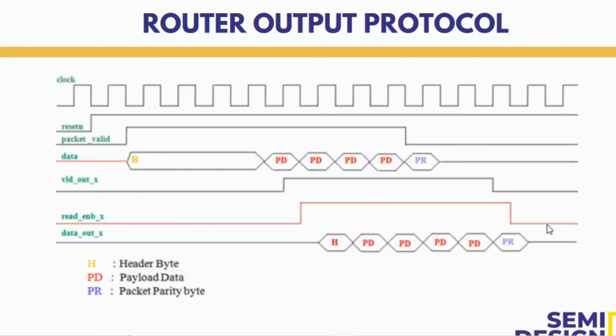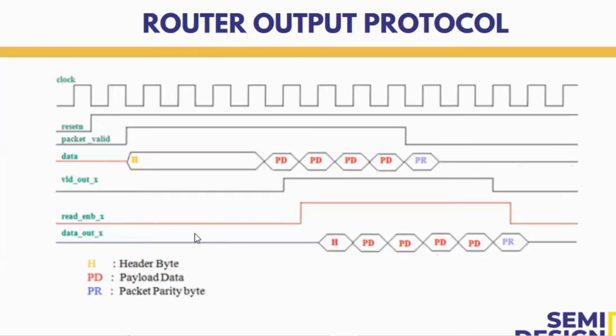So this is the output. Again, reset low, the same packet valid and data, and these 3 are the output signals. These are all the input signals and these are the output signals. You have valid out X, read enable X, and data out X, where X denotes the identification of the FIFO. You have 3 FIFOs, as you already saw in the block diagram. Valid out 0 says valid data is available in FIFO 0, valid out 1 means valid data is available in FIFO 1, and in the same way for read enable and data out as well.